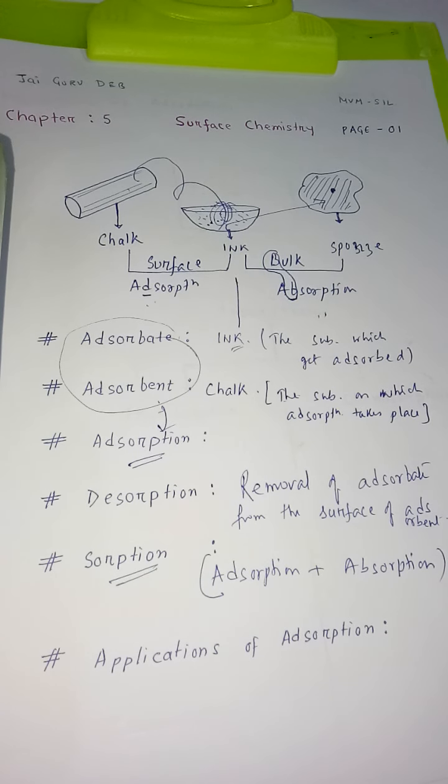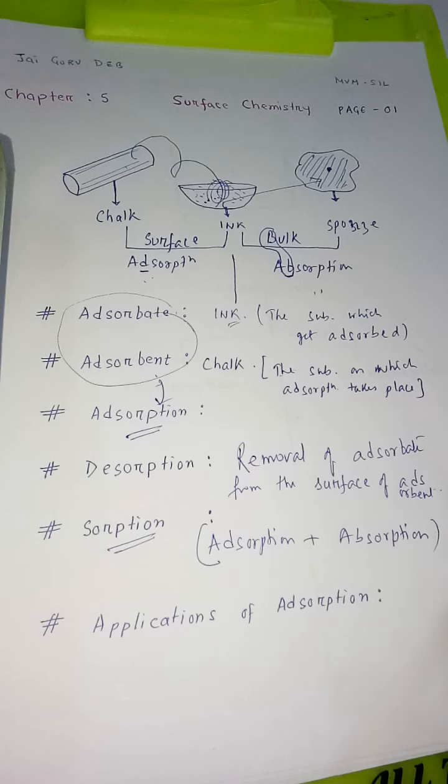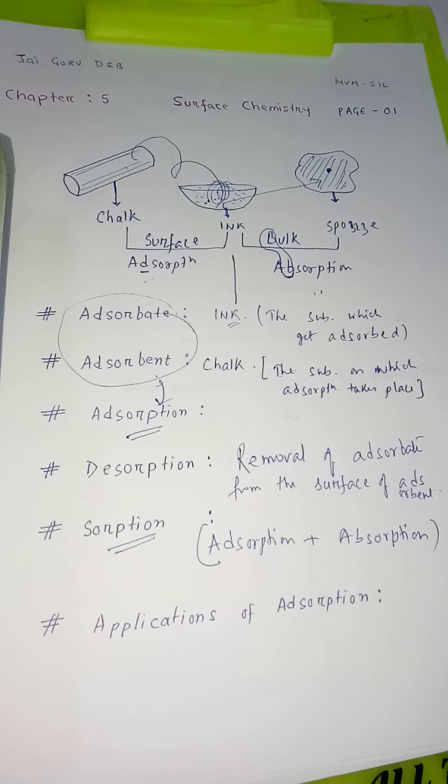So this point also remember that if both absorption and adsorption take place simultaneously, this is called sorption. In some cases, if you have ink being adsorbed on the surface of the chalk, at the same time the solvent goes to the bulk of the chalk. So we have adsorption and absorption together. This is what is called sorption.